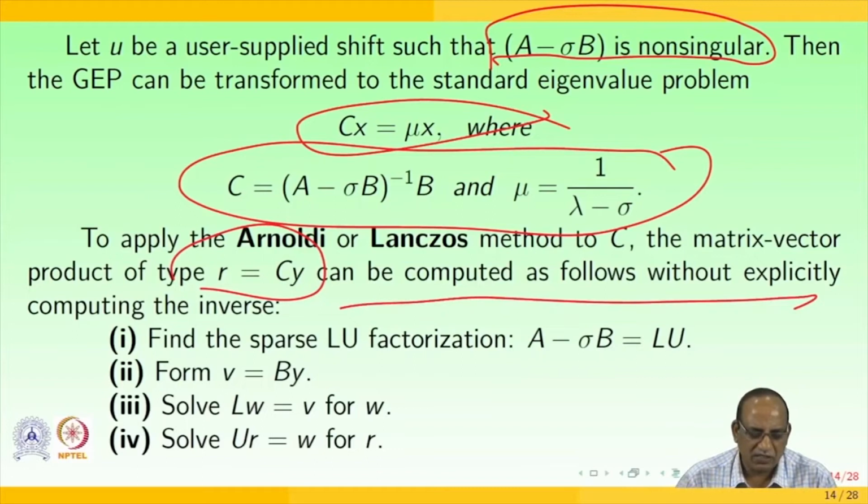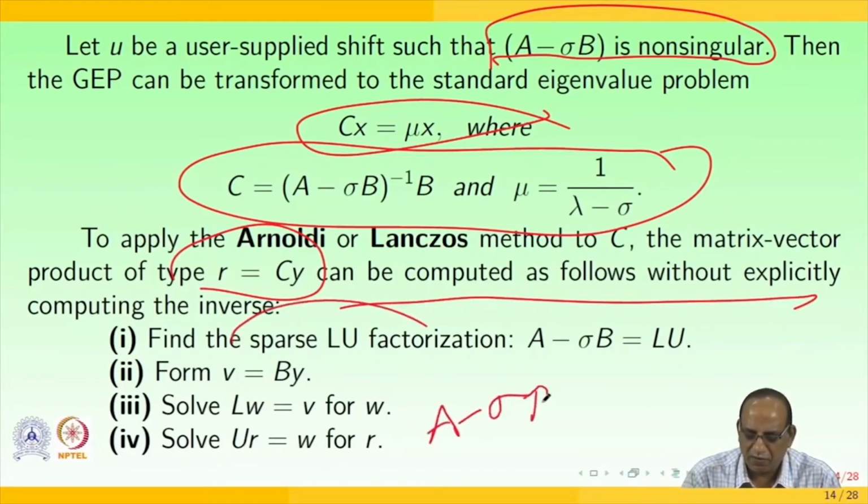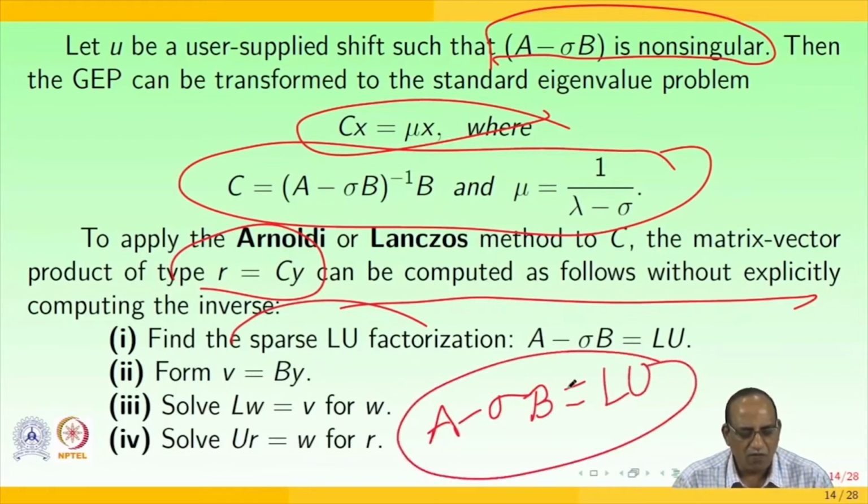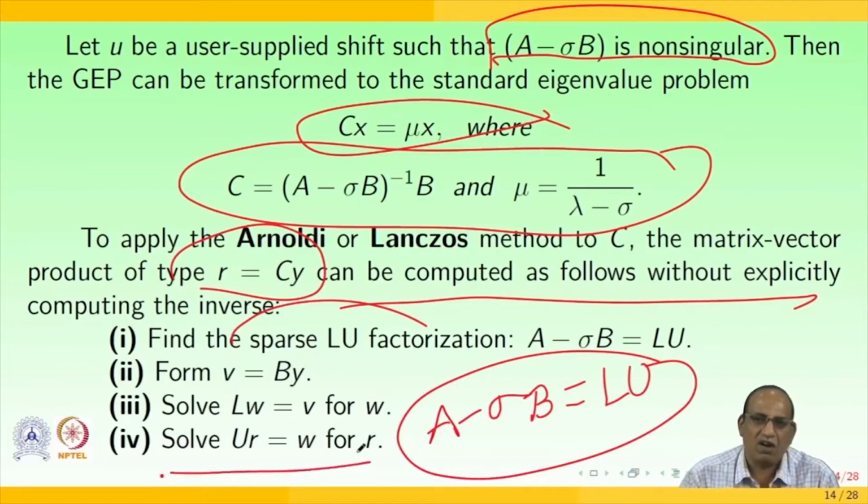Find the LU factorization of the sparse matrix, that is A minus sigma B equal to LU. Form v equal to By. Solve Lw equal to v for w. Solve Ur equal to w for r.